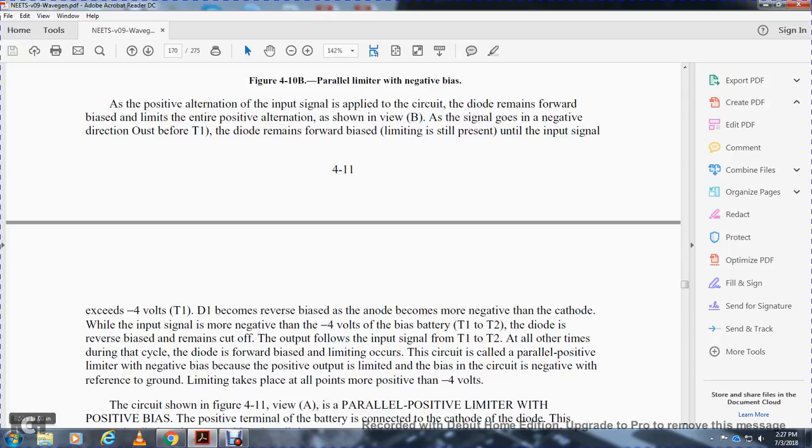But at all other times during the cycle the diode is forward biased and limiting occurs. The circuit is called a parallel positive limiter with a negative bias because the positive output is limited by the bias circuit, which is negative with reference to the ground. Limiting takes place at all points more positive than negative 4 volts.